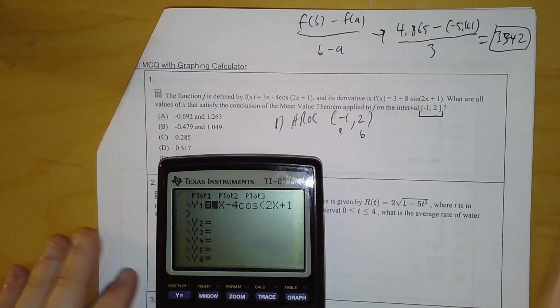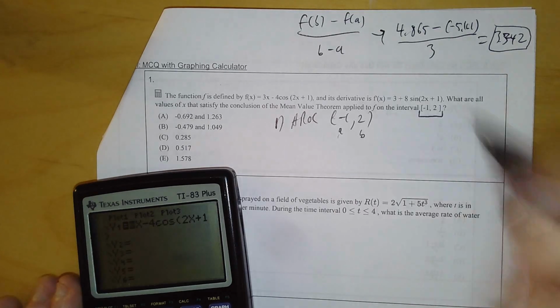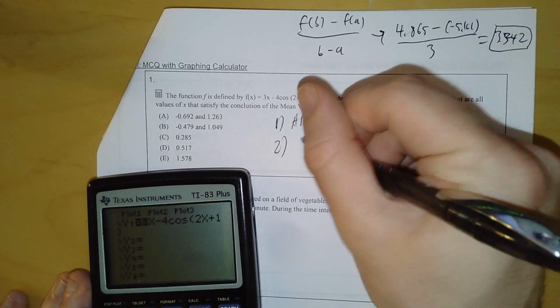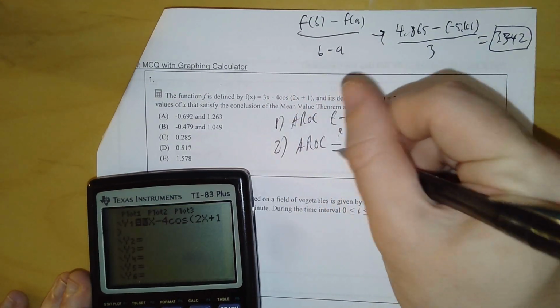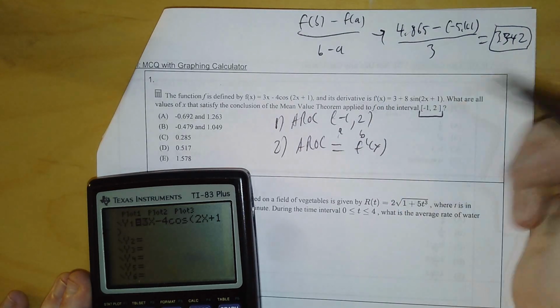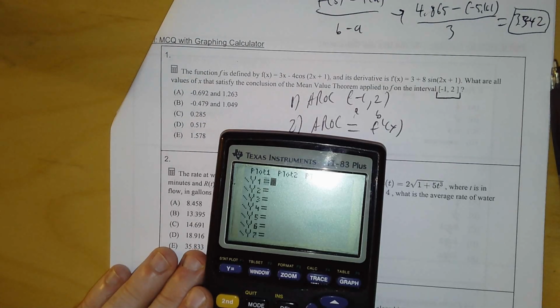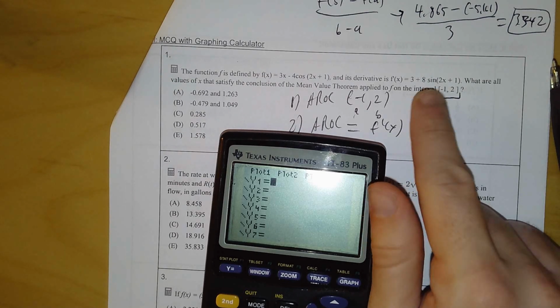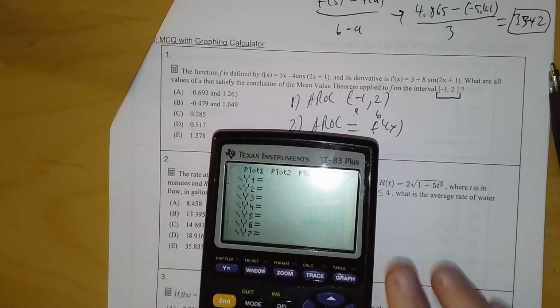Now that I got my average rate of change, step 2 is set average rate of change equal to the derivative. Okay, so we're going to do that. We're going to graph the derivative. Luckily, it gives it to us. I don't have to find it. I don't have to do anything in the calculator. I just type that in.